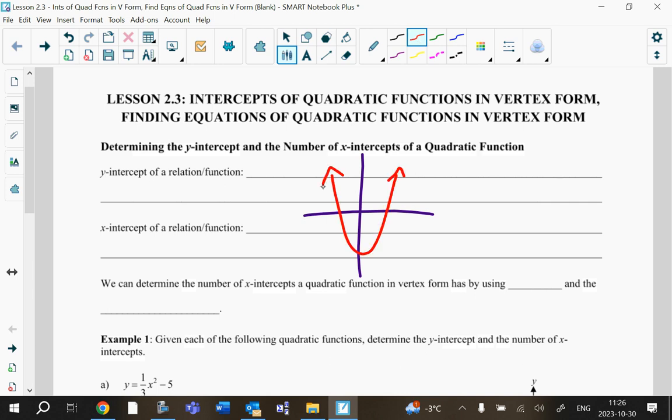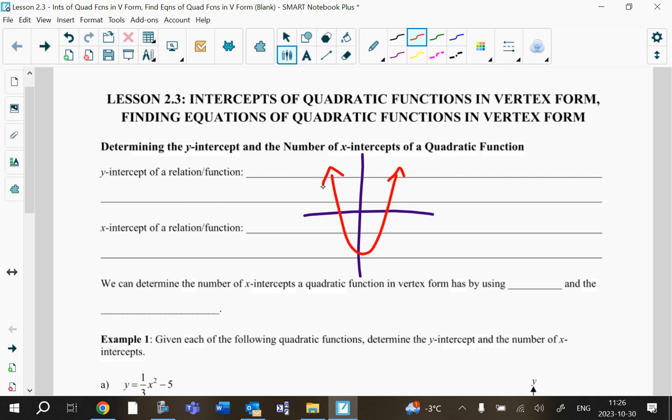Somebody come up here and point the y-intercept to me. Just point where it is. Good. Okay. That's how you do it graphically. Just look on the graph, see where it crosses the y-axis.